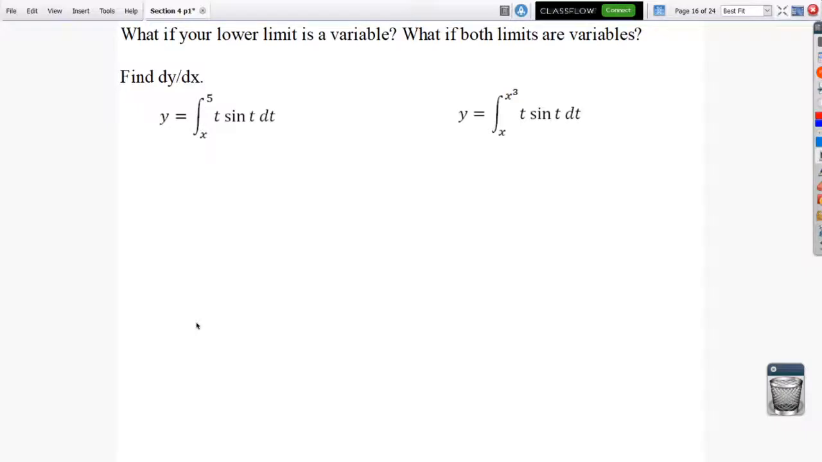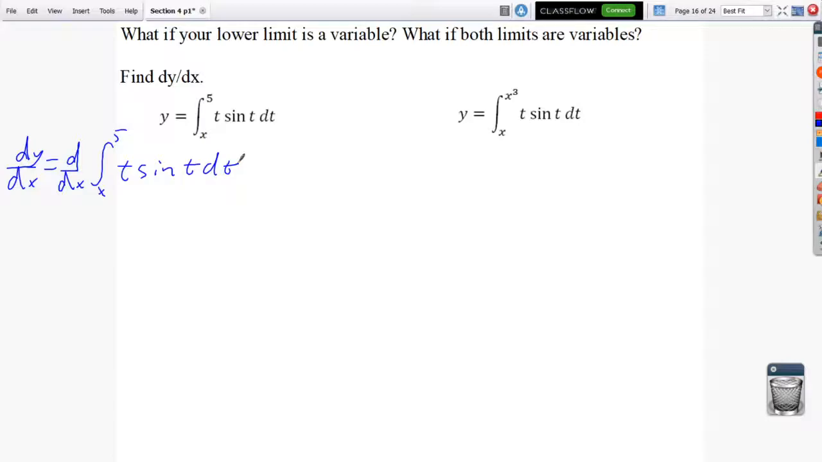Oh no. Here, we want to find dy dx, but the lower limit is variable. So here on this first one, I want to find dy dx, which means I want to find d dx of the integral from x to 5 of t sine t dt. So again, I run through my checklist. Am I taking the derivative of an integral? Yes, I am. I'm taking d dx of an integral. Good. Is the upper limit variable? No, but the lower limit is.